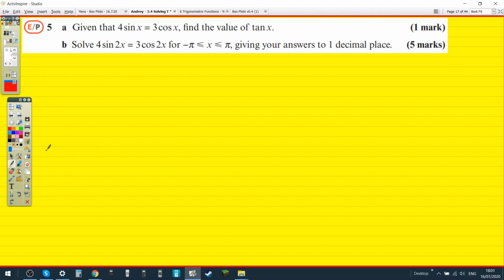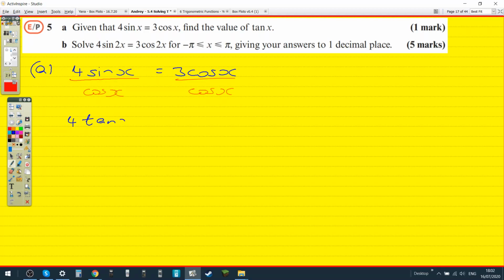Okay, so sine over cos. Does that mean that I need to do something like 4 sine x? I'm just writing it down. Do I need to do like 4 sine x divided by 3 cos x or something? You could just divide by cos x. Okay, just keep it simple. And that will be 4 tan x equals 3. And so find the value of tan x. 3/4. Yep. Part B.